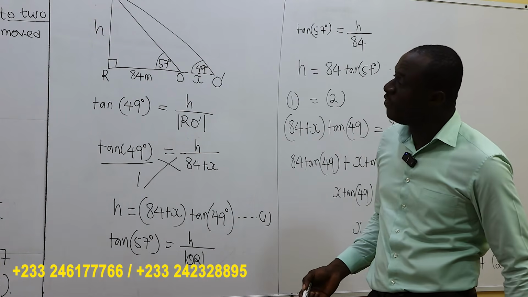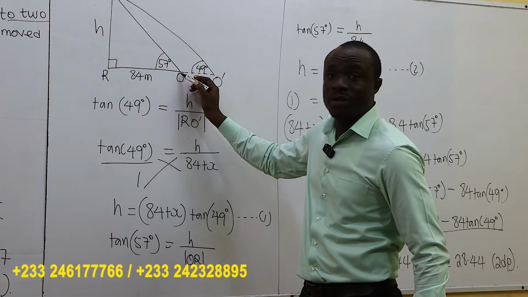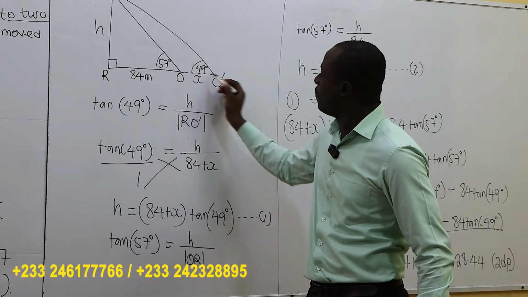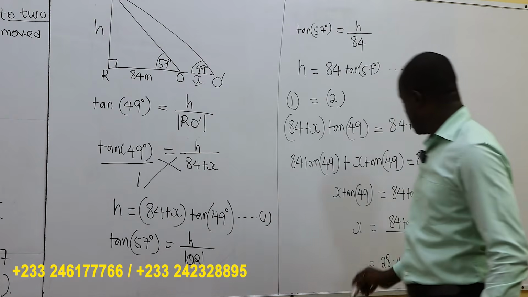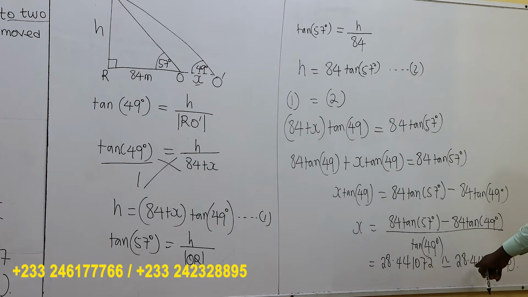How far the observer moved backwards. So the observer was here, and then the observer moved backwards. So there's the distance, and that is our X. That's 28.44.